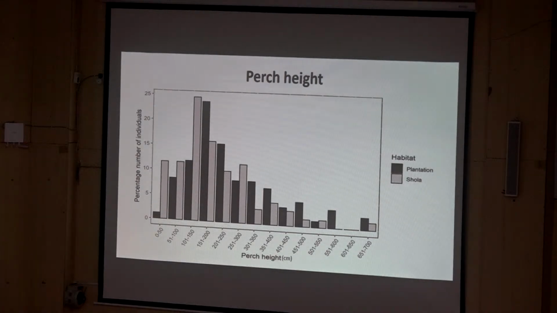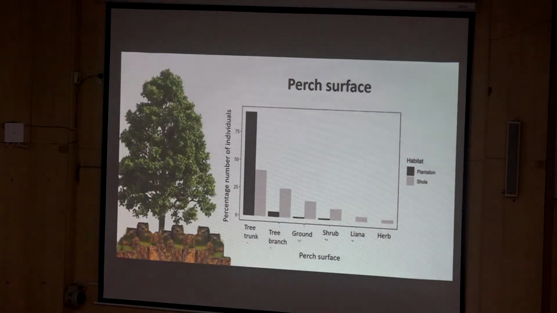We have sighted individuals at a height of 7 meters, but most of the individuals in both habitats were sighted at a perch height of 1 to 2 meters. There is also a significant difference in perch height between the habitats. The perch height in plantations is higher compared to the solar forest. The perch surface shows that in both habitats, more individuals are sighted on the trees.